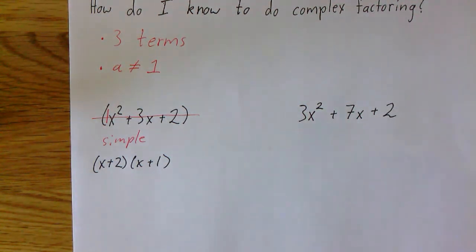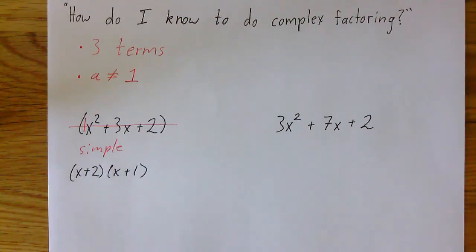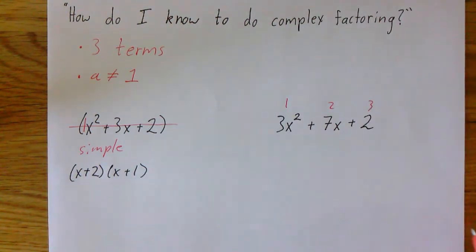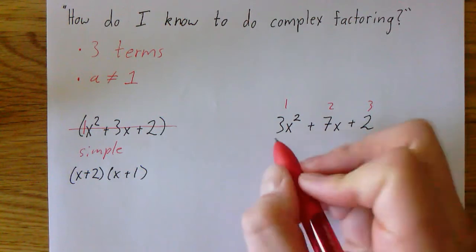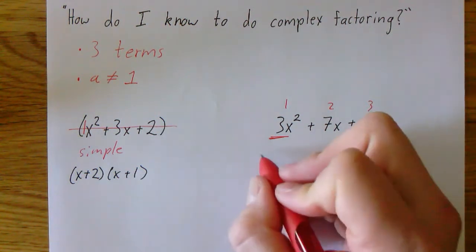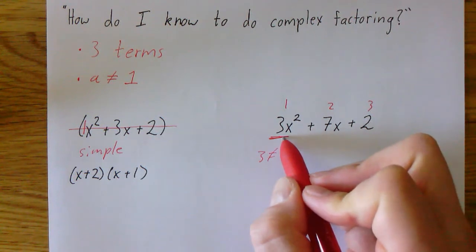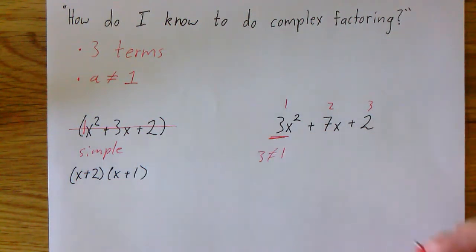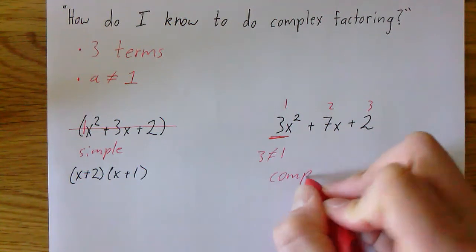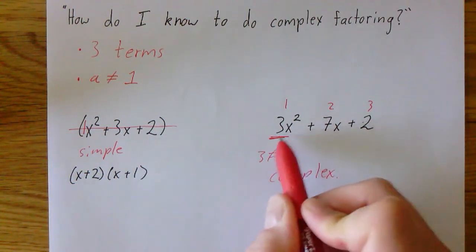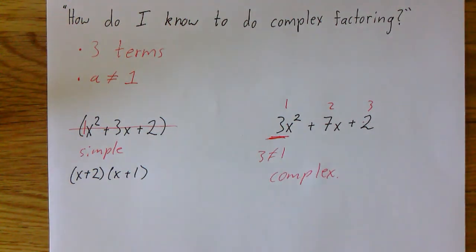That's just simple factoring. If we look at the second one here, we still have our 3 terms, 1 term, 2 terms, 3 terms. And if we look at the number in front of the x squared, this number 3 does not equal 1. So because there's a number here besides 1, because it's not blank, this is complex factoring. So really what you're looking for are there 3 terms, and is there a number in front of the x squared that's not 1? If those 2 things happen, we're going to do some complex factoring.